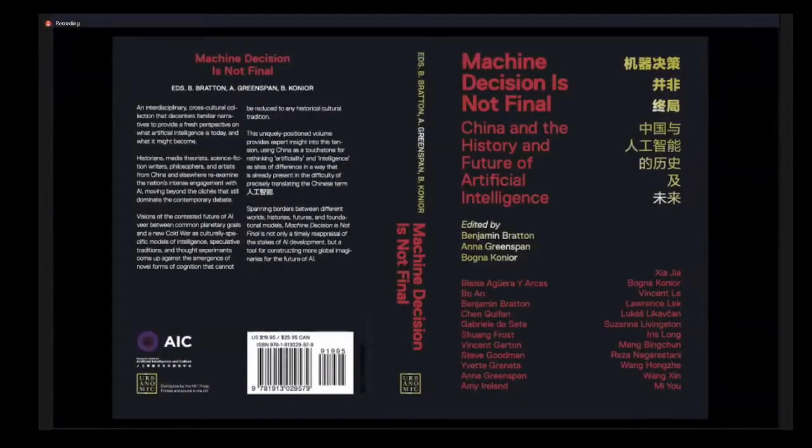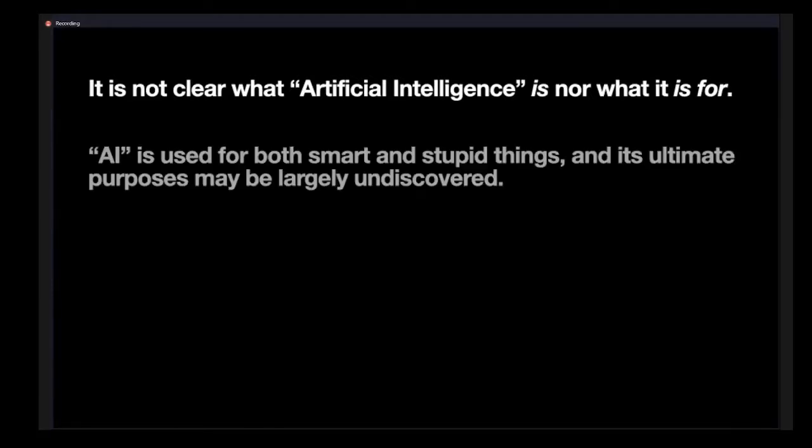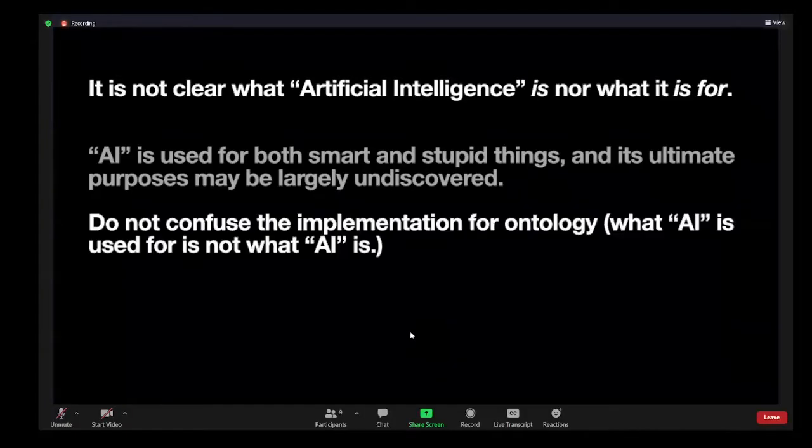The project that Reza is involved with is a book that we're co-editing, Donna Greenspan and Bogdan Konyer, called Machine Decision Is Final, which is on the history of AI in China and some of its implications for the planetary future of AI. It's a topic of extraordinary interest today. But again, it is not clear what AI is or what it is for. I think, and we observe obviously, that it's currently used for both very smart things and very stupid things, but its ultimate use may be largely undiscovered.